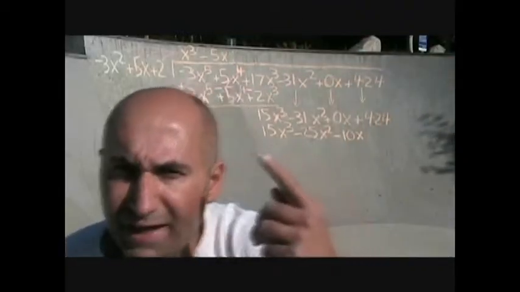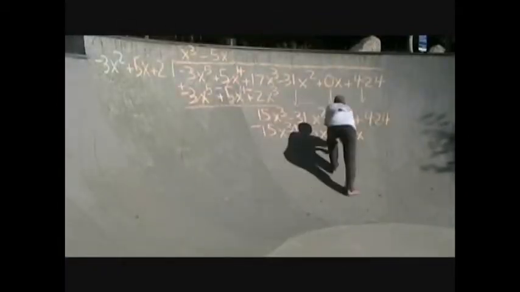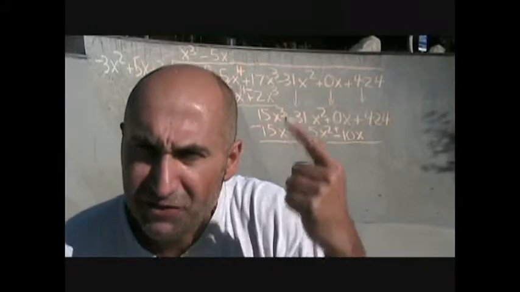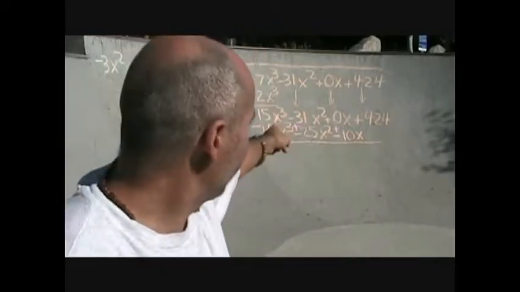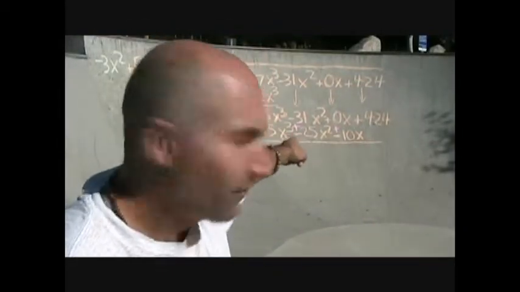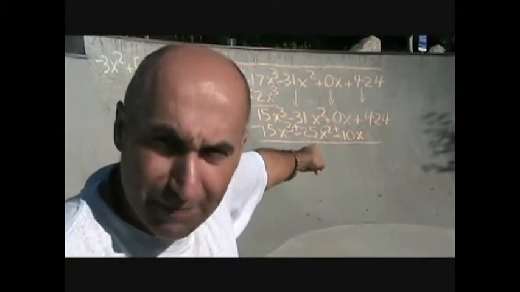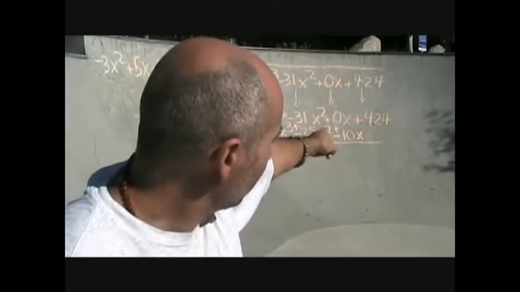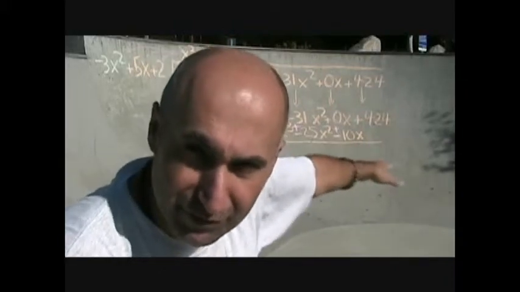So what we're going to do now is change all the signs and add them. So 15x cubed minus 15x cubed, these guys are going to kill each other. Negative 31x squared plus 25x squared is going to be negative 6x squared. And that's just going to be positive 10x because it's 0x up top, right? 0x plus 10x is going to be 10x. And we're going to bring the 424 straight down, right? Because we're going to fill in everything. We're going to transfer everything down at the same time.